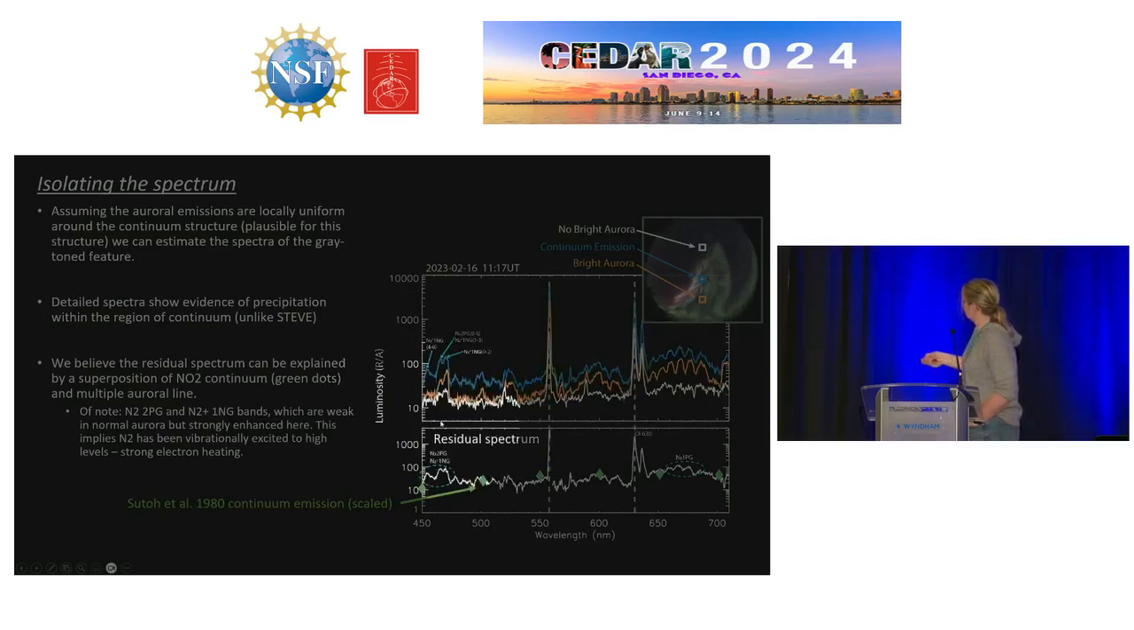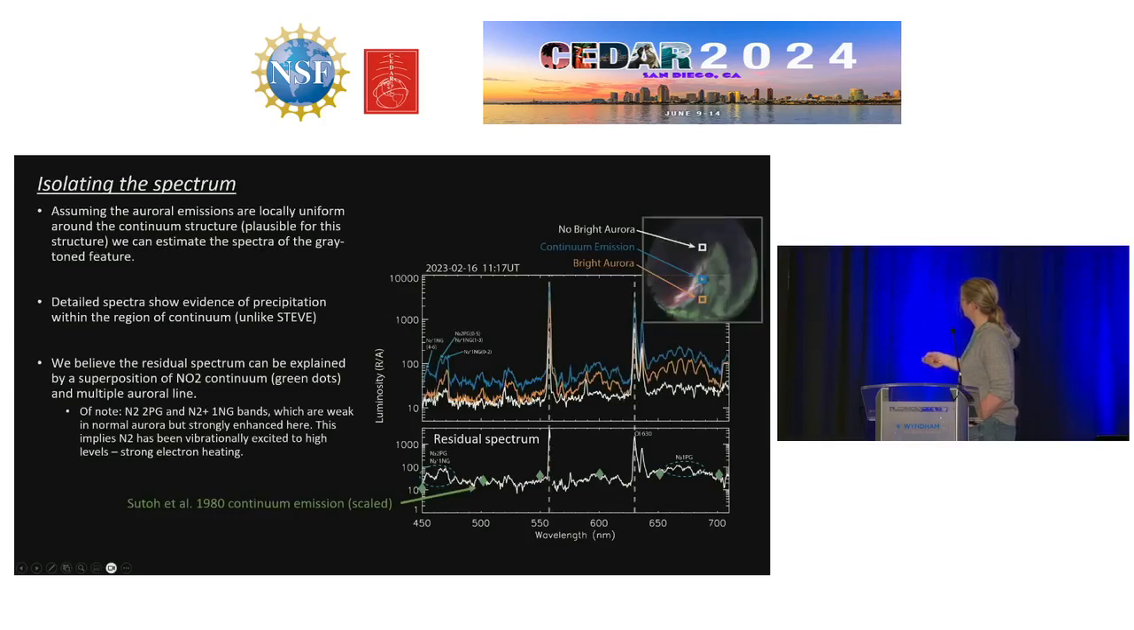Anyway, so lowest here for no aurora, you can see the aurora is relatively close in terms of its level in these non-auroral bands, but you see distinct rises, particularly in the nitrogen bands over here. And then the blue on top of that is from within the continuum.